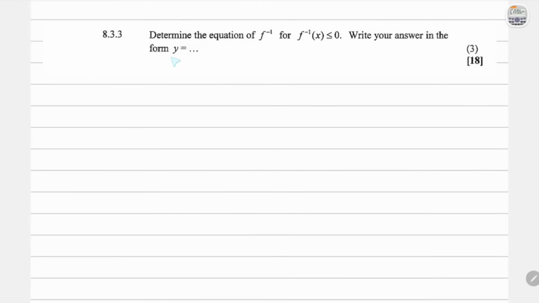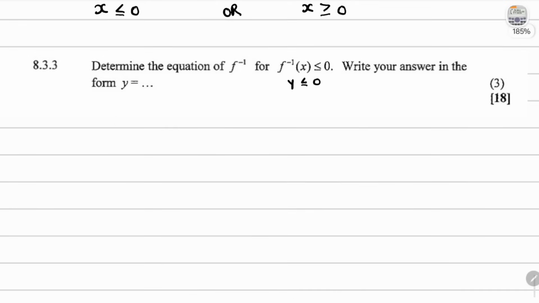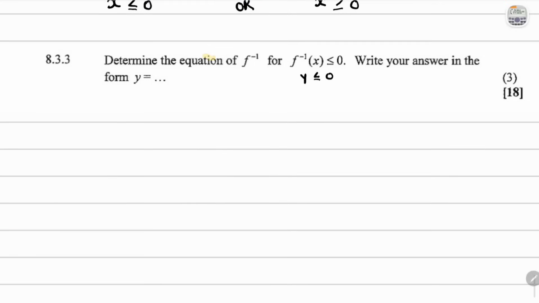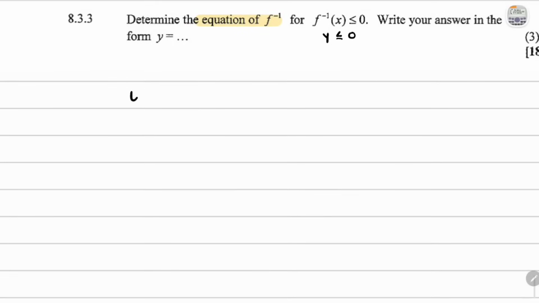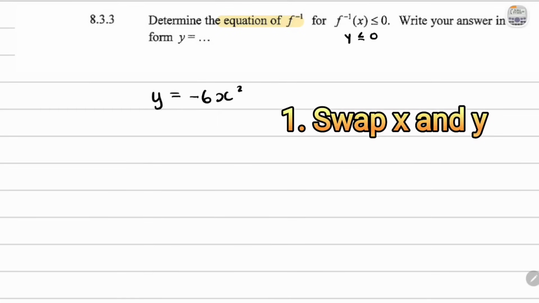Question 8.3.3 says determine the equation of the inverse for where the y values of the inverse are less than or equal to 0. So this is where y on the inverse is less than or equal to 0. Write your answer in the form of y equals. Okay, so the main thing they want you to find is the equation of the inverse. So let's take our original equation. We can just say y equals, remember it was negative 6x squared. So to find the inverse, step 1, swap x and y. So this now becomes x equals negative 6y squared.